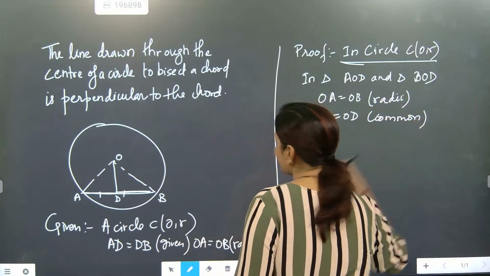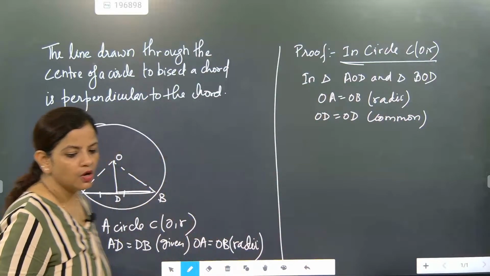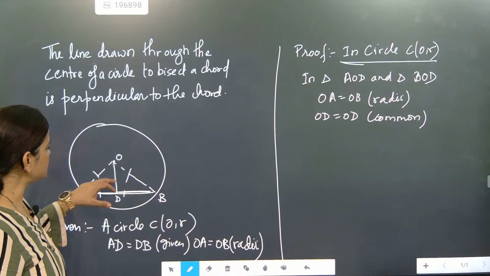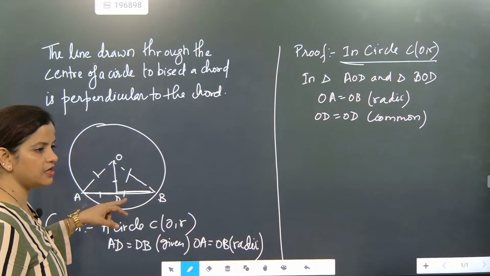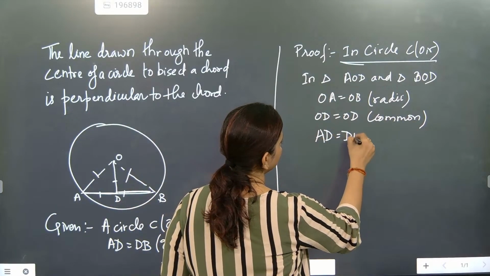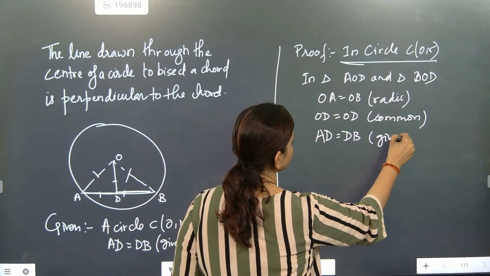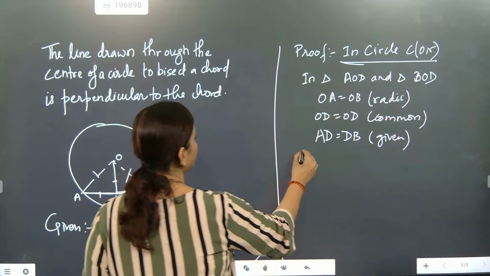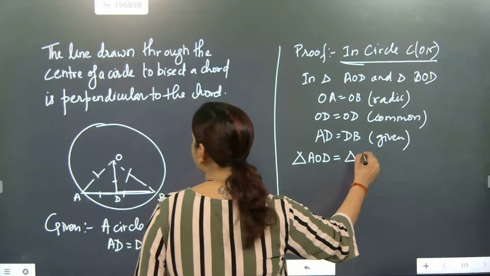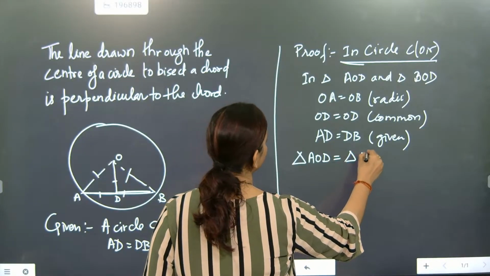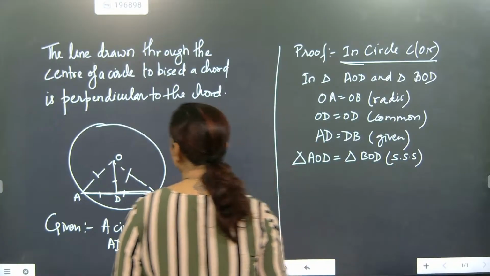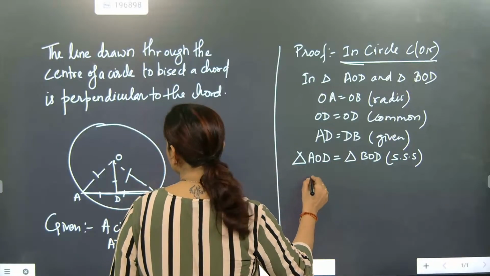Now check this one out, beta. These two are common. OD is equal to OD. This side is equal to this side. This is the common side for both triangles. Now AD is equal to DB, given. So now what is happening? Triangle AOD is congruent to triangle BOD, by what criteria? Side, side, side. Understood? Then what can we say by CPCT?